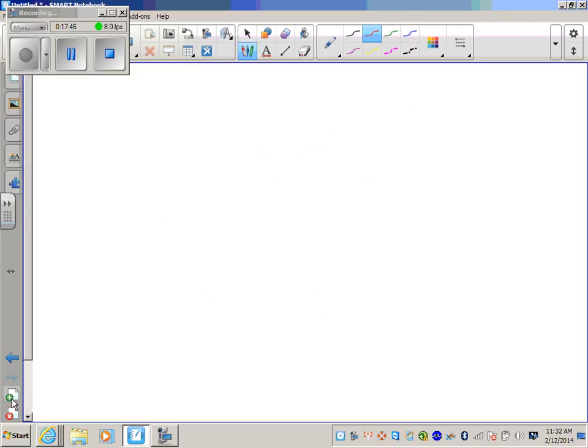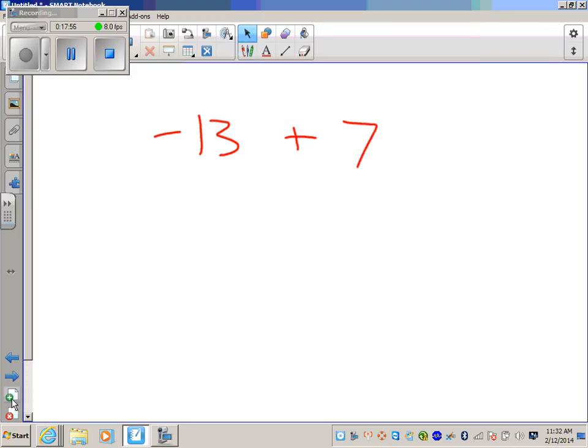Well, let's see how that goes. -13 plus 7. Is my answer going to be in the positives or is it going to be in the negatives? Negative, good. So what's the difference then between a 13 and a 7? 6. So my answer should be -6.